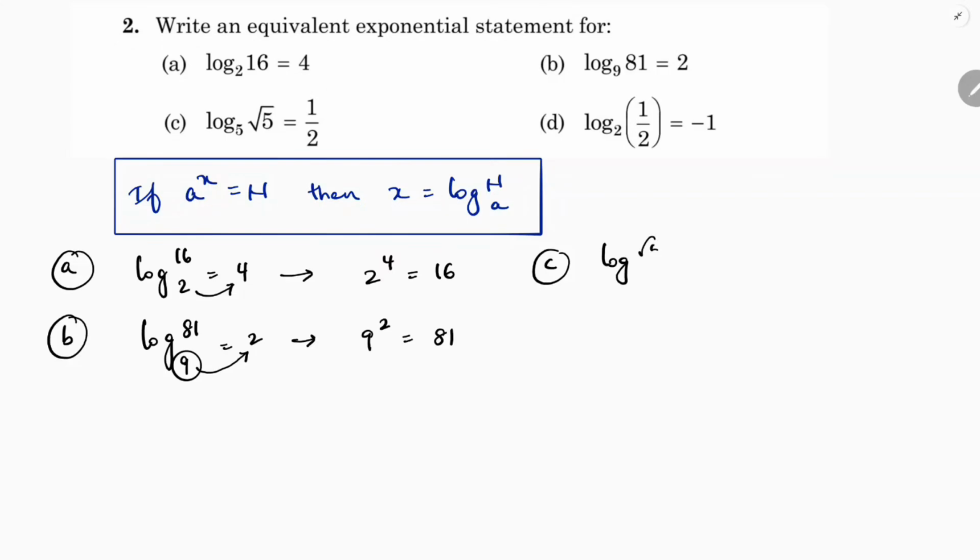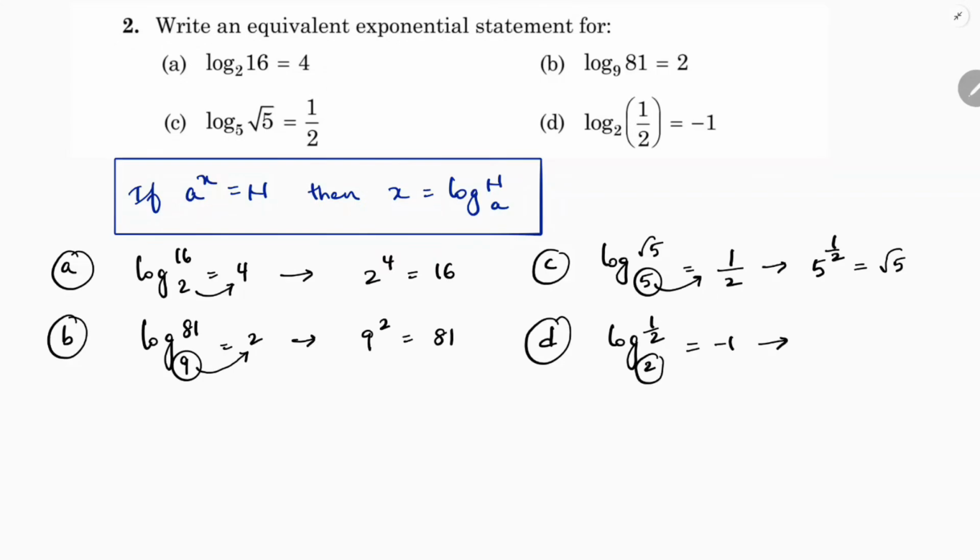Next, log root 5 to the base 5 is 1 by 2. The same thing. Here the base of the logarithm is 5. So 5 power 1 by 2 equals root 5. Next, log 1 by 2 to the base 2 is minus 1. So the base is 2. To write in exponential form, 2 power minus 1 equals 1 by 2. So in this way, we need to convert from logarithm form to exponential form.